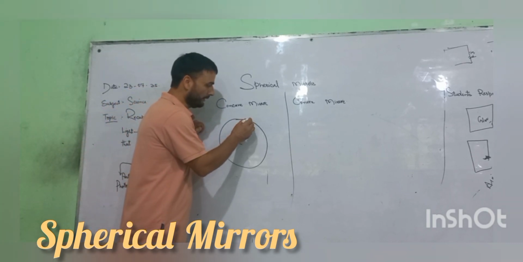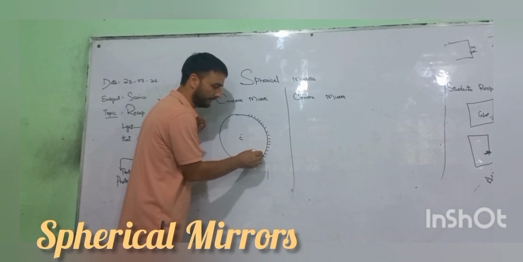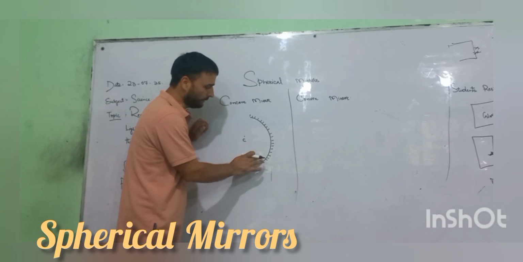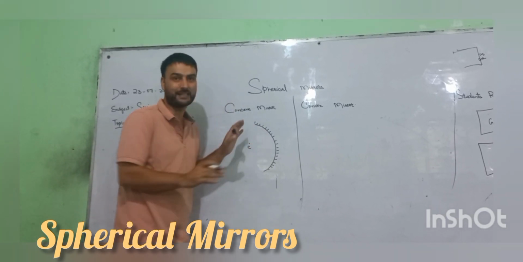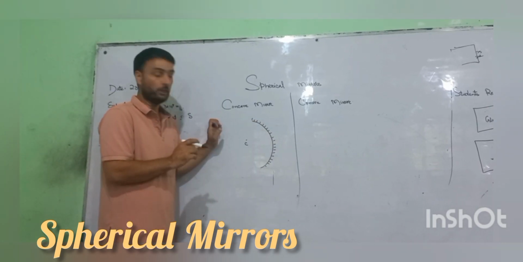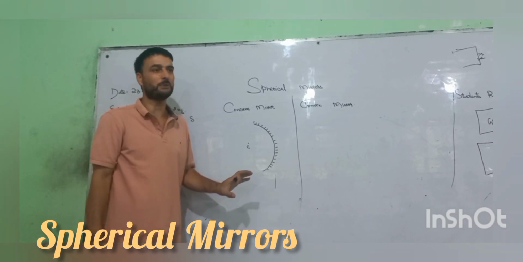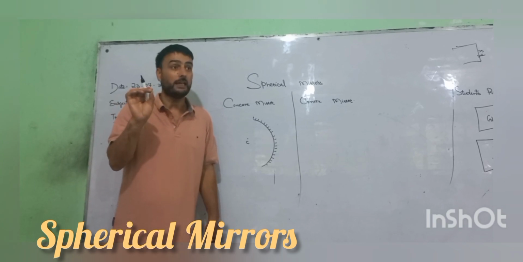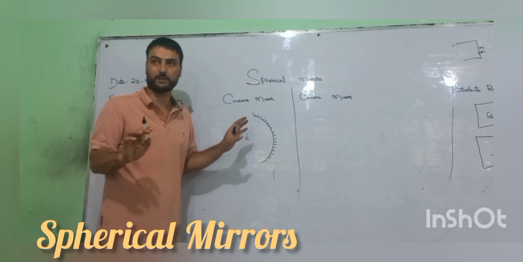Suppose the outward surface of this part of the sphere is polished. And my dears, now I will erase this part. Actually, this part of the sphere, and the reflecting surface is this side. The inward surface is the reflecting surface. The outward surface is polished. So, dears, reflection will occur on this surface. This mirror is known as a concave mirror. A concave mirror is a mirror whose outward surface is polished and reflection occurs on the inward surface.